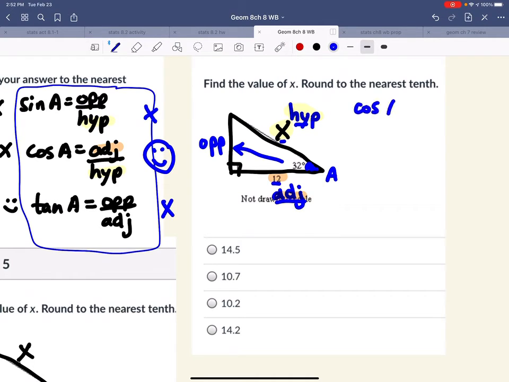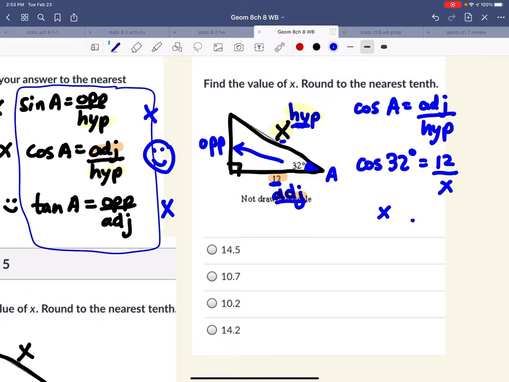So cosine of an angle is, as we wrote down, adjacent over hypotenuse. So that means cosine of my reference angle, 32 degrees, should equal the adjacent, which I have 12, and the hypotenuse, which I have x. Now I'm really going to use this Lynch swap right there, right?